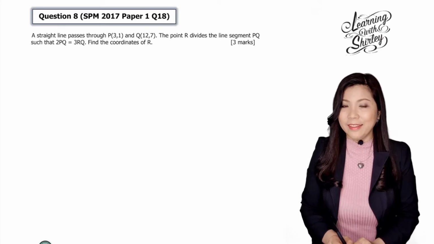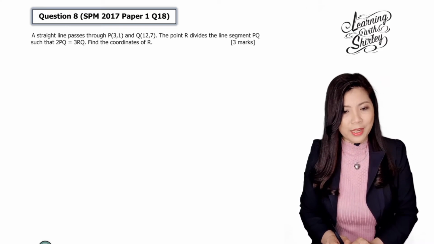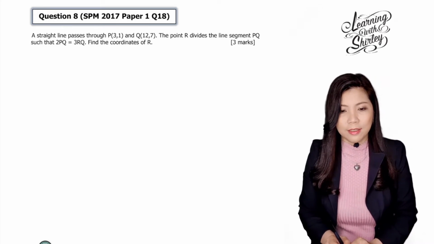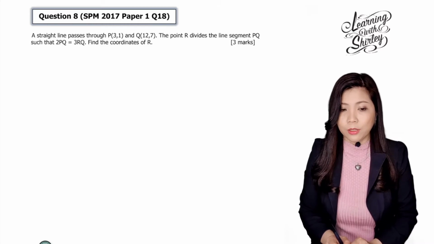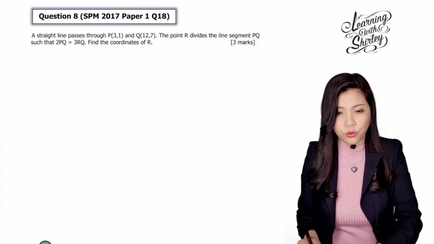Let's look at question number 8. This is SPM 2017, question 18. A straight line passes through P(3,1) and Q(12,7). The point R divides the line segment PQ such that 2PQ equals 3RQ. Find the coordinates of R, and this is 3 marks.